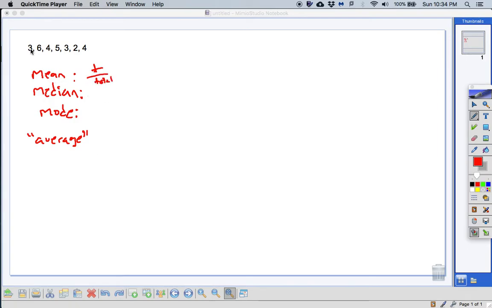So in this case, we have 1, 2, 3, 4, 5, 6, 7 numbers. So our total is going to be 7. And we're going to just add them all up. So we're going to go with 3 plus 6 plus 4 plus 5 plus 3 plus 2 plus 4. And we're going to divide all that by 7 because there are 7 numbers. 1, 2, 3, 4, 5, 6, 7. Okay? And we always do PEMDAS, and it says we have to do the top first. We add up all these numbers because this acts like parentheses, and parentheses come first.